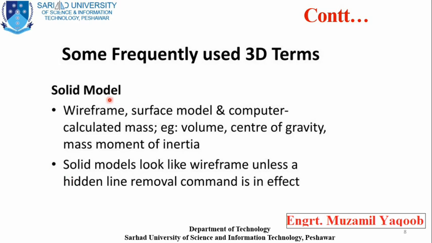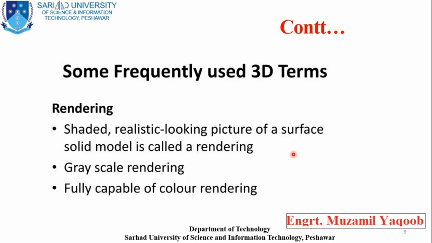Then comes the solid model. It has wireframe and surface model properties plus computer-calculated masses, for example volume, center of gravity, mass and moment of inertia. A solid model looks like a wireframe unless a hidden line remove command is in effect. And the last important point is known as rendering. A shaded and realistic-looking picture of a surface or solid model is called rendering, or in other words, you can say grayscale rendering, or fully colored rendering.